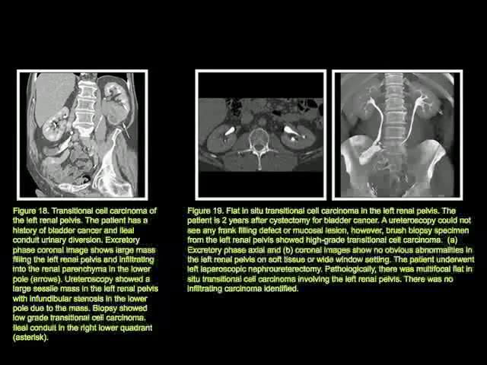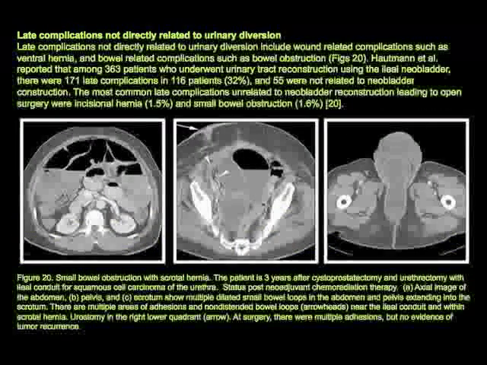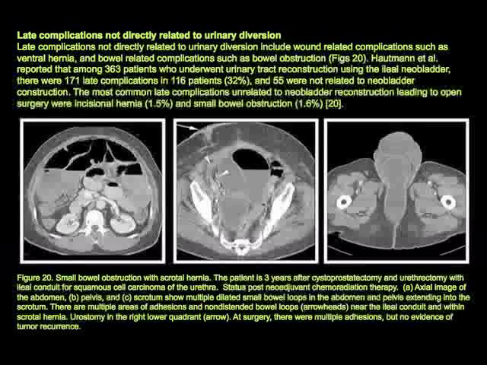Now, sometimes in these patients, you can have complications not related to the urinary diversion. This patient had a wound infection. You can see hernias. So again, common complications unrelated to neobladder reconstruction were incisional hernias and bowel obstruction. Anybody who has surgery, particularly extensive surgery, gets adhesions, gets bowel obstruction, and incisional hernias do occur no matter how careful you are.